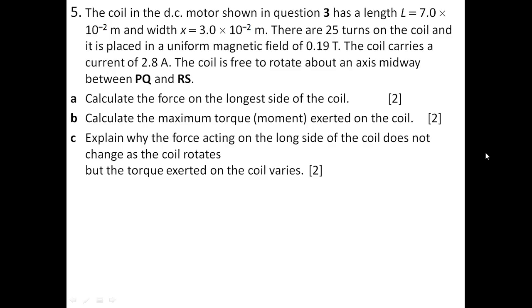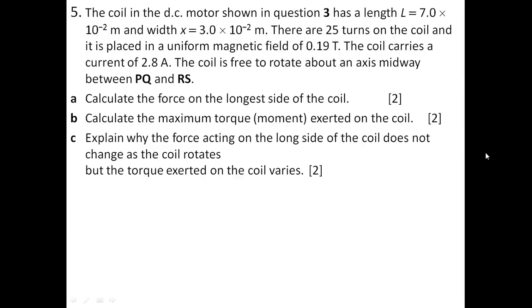Okay, question number 5. The coil in the DC motor shown in question 3 has a length of L equal to 7.7 times 10 to the power negative 2 meter, which is about 7 cm, and a width of 3 times 10 to the power negative 2 meter, which is 3 cm. There are 25 turns on the coil, and it's placed in a uniform magnetic field of 0.19 Tesla. The coil carries a current of 2.8 ampere.